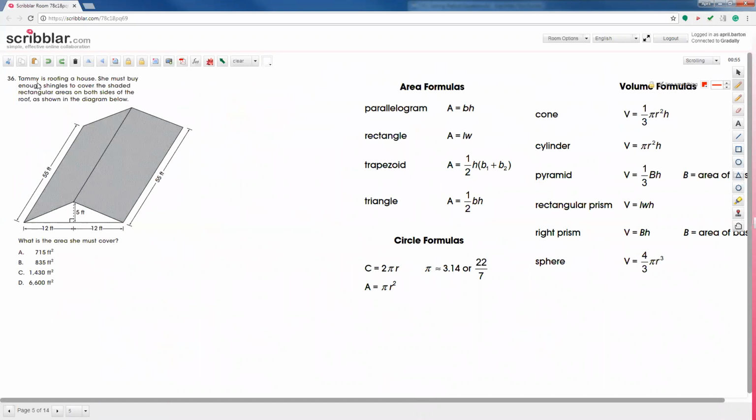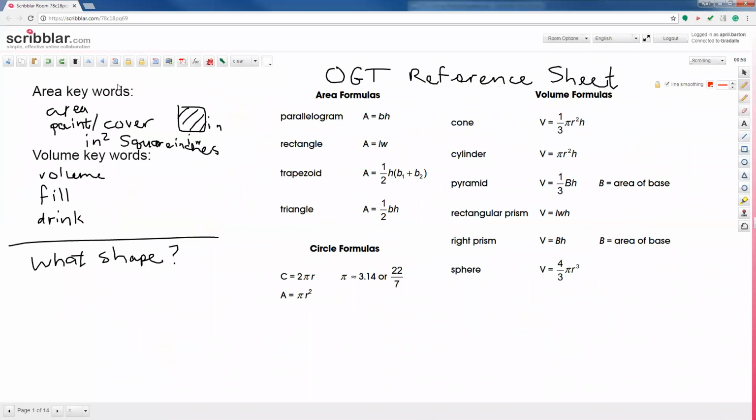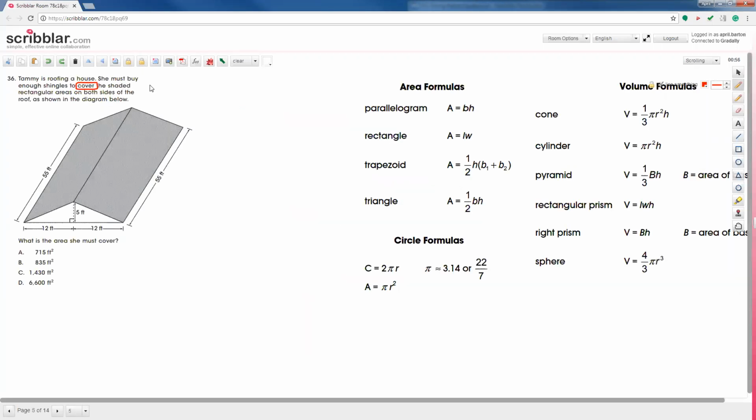So next one, Tammy is roofing a house. She must buy enough shingles to cover. Cover is one of those key words. If you can't remember which one, I'm going to go back to the first page. Cover was a keyword for area. So now we know, even without reading the whole question, we're going to have an area problem.